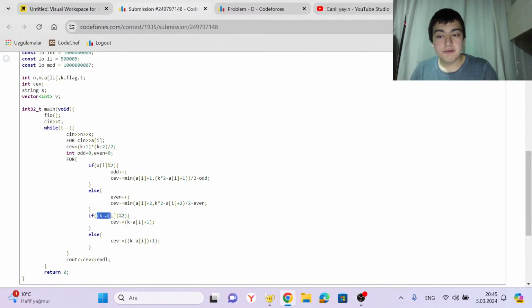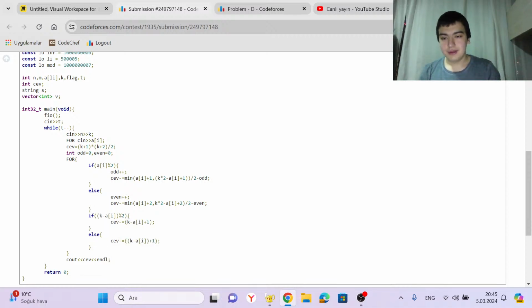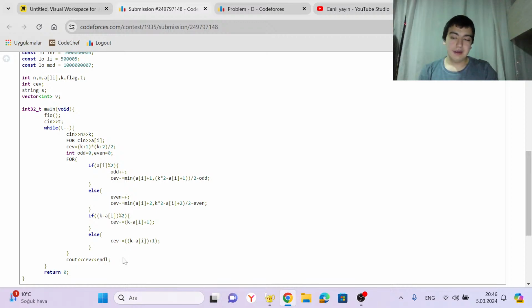Okay, I'm saying if this is odd, then k minus a_i is odd. Let me look. By the way, this if and else is useless. They are decreasing the same value. In both cases we are decreasing k, by k minus a_i plus 1.